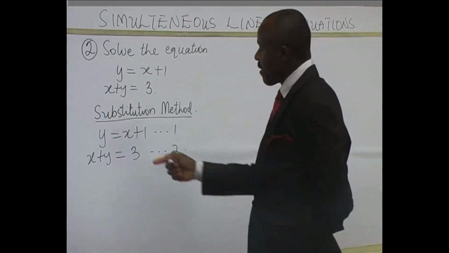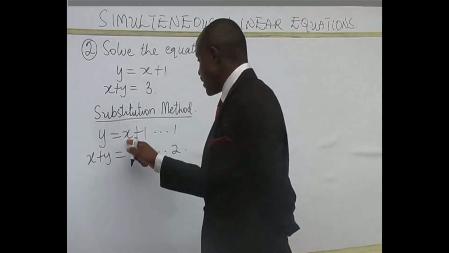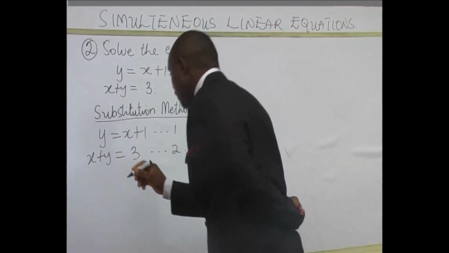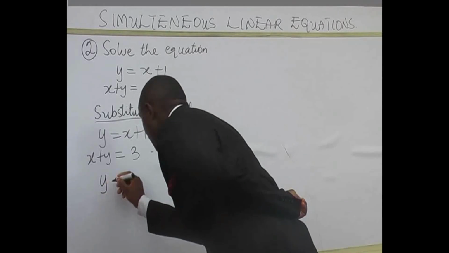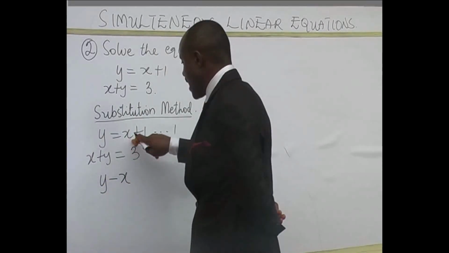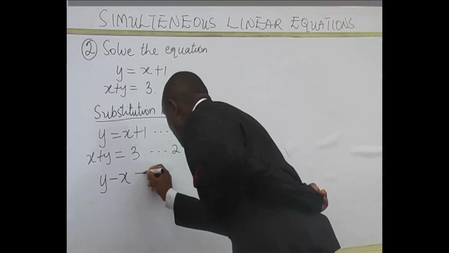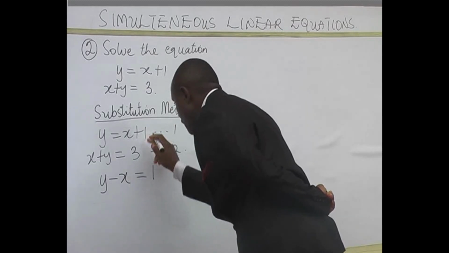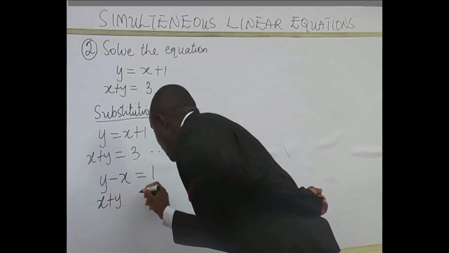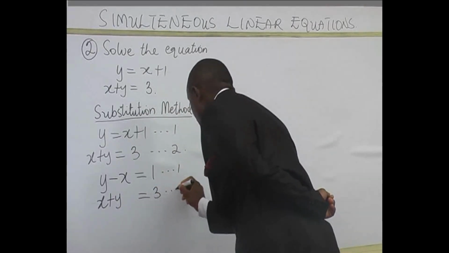First of all, rearrange the first equation. Take x to the left hand side, so I have only 1 in the right hand side of the equation. It's going to give you y minus x. Remember that when plus x is leaving the right hand side of the equation to the left hand side, you change to minus x. It's now equal to 1. Then x plus y is equal to 3. So this is equation 1 and this is equation 2.